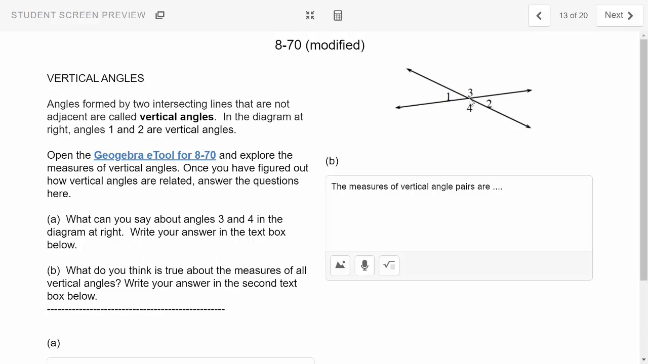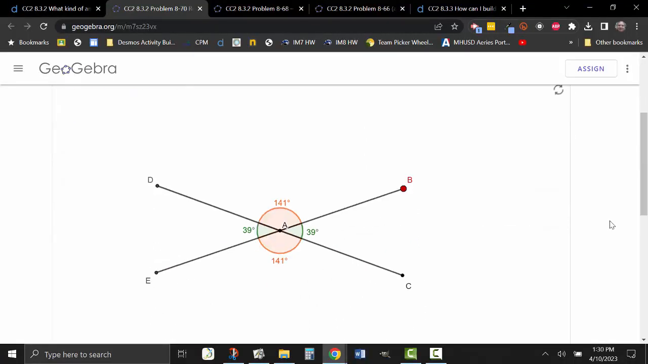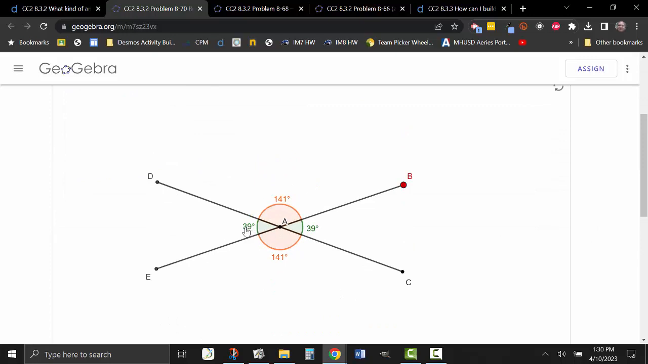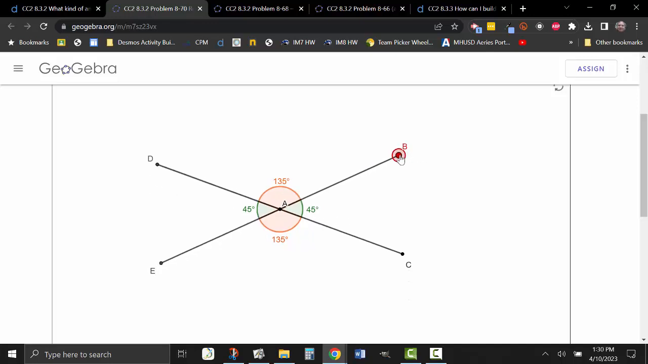They share this vertex, but that's it. And they're opposite each other. Like 3 and 4 are also vertical angles. Well, if I click on this GeoGebra tool, you can actually investigate the angle measures. So see how this angle, which was angle 1 and 2, and this is 3 and 4. If I open and close this, what do you observe?